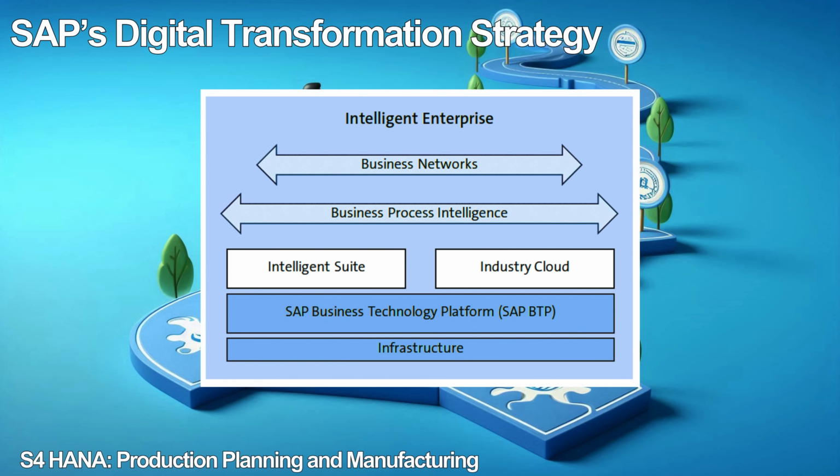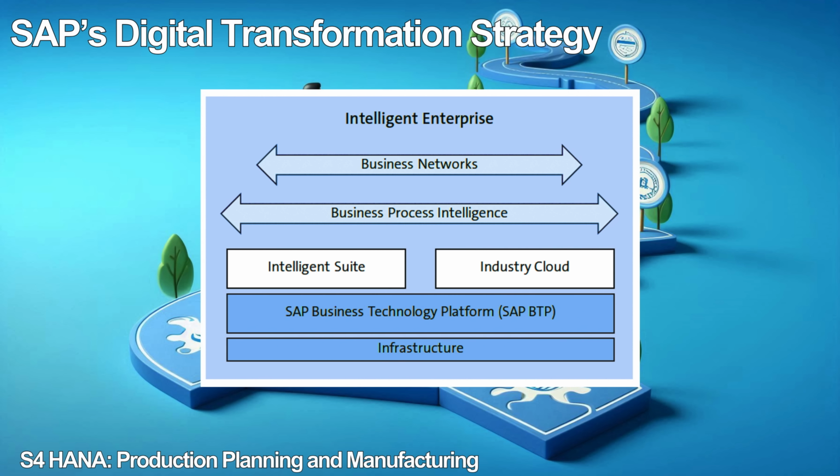Digital transformation is no longer optional. It's a strategic imperative. Businesses today are navigating a world shaped by rapid innovation, mobile-first experiences, cloud computing, and data-driven decision-making. SAP's response to this shift is the Intelligent Enterprise Framework. This framework is designed to help organizations become more agile, resilient, and customer-centric by leveraging intelligent technologies and integrated business processes. SAP's Intelligent Enterprise is built on 4 key pillars.